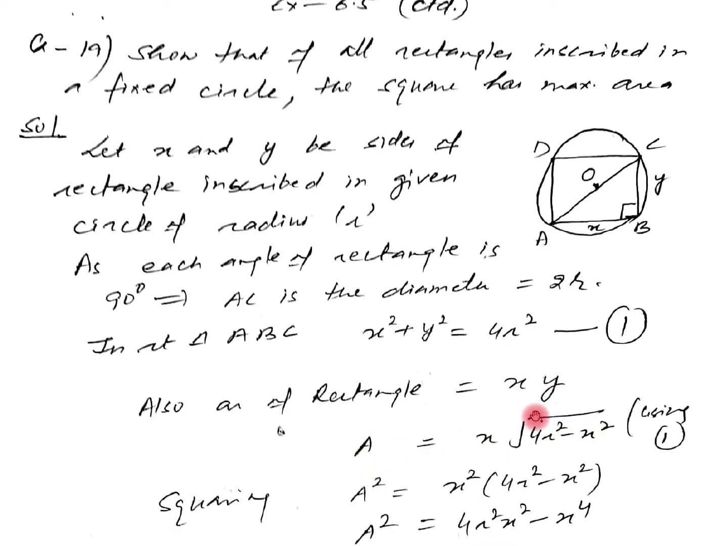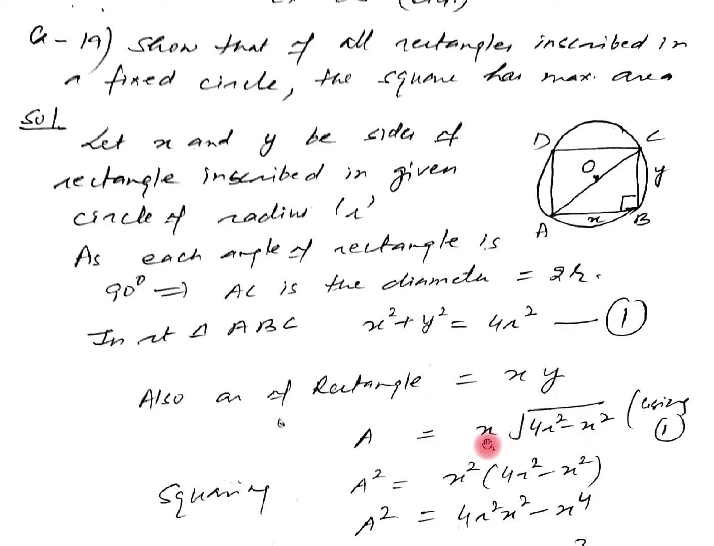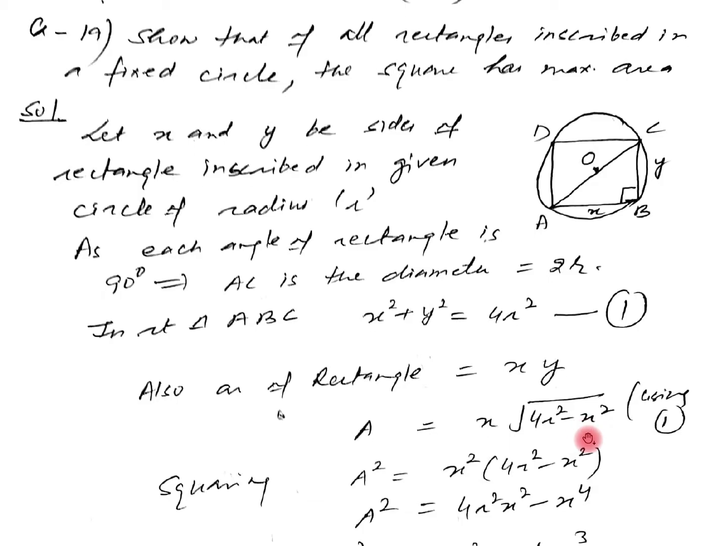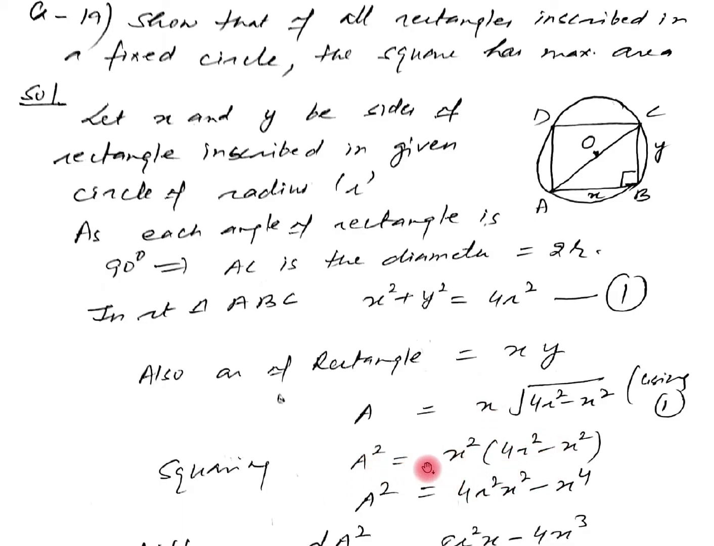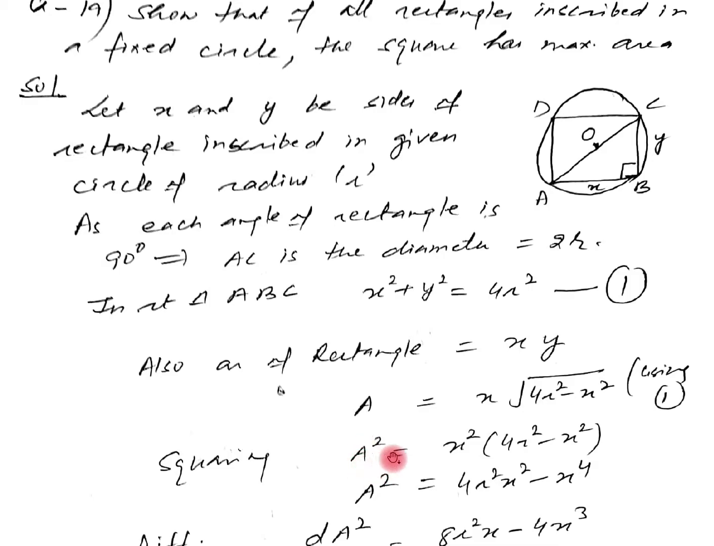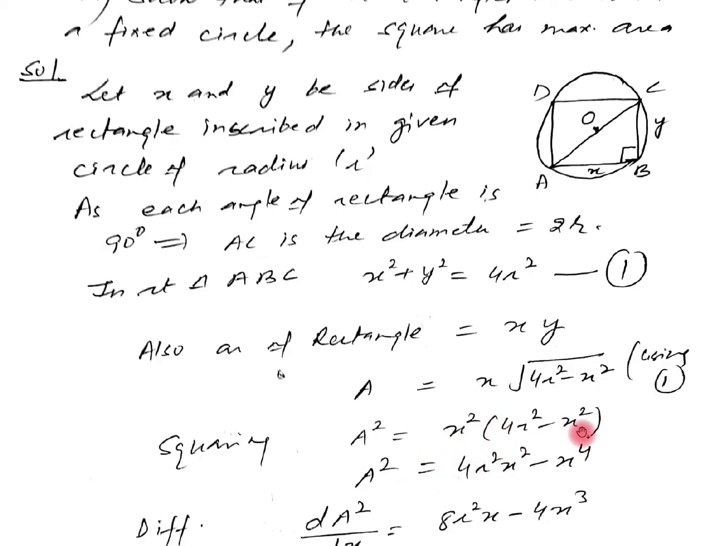Now in our expression we have only one variable, that is x. We have eliminated the other variable. Now our function is A equal to x under root 4r square minus x square. Just to avoid this square root, we can square both sides. It makes our differentiation easy. Now it can be written as A square equal to x square into 4r square minus x square. Now just opening the bracket.